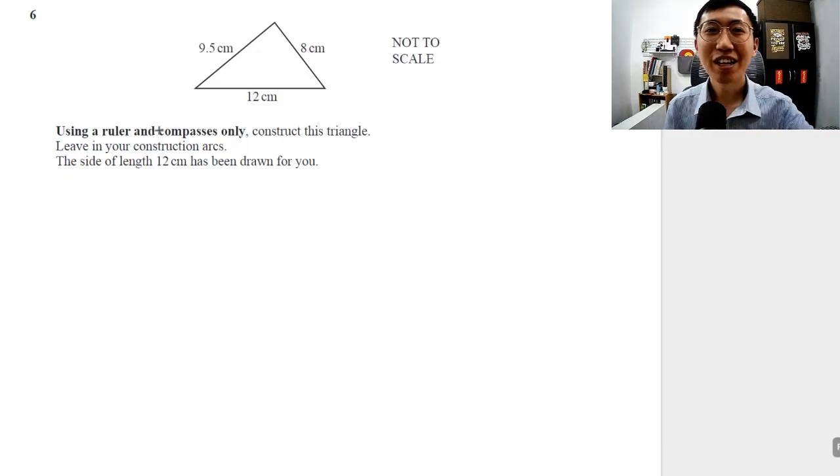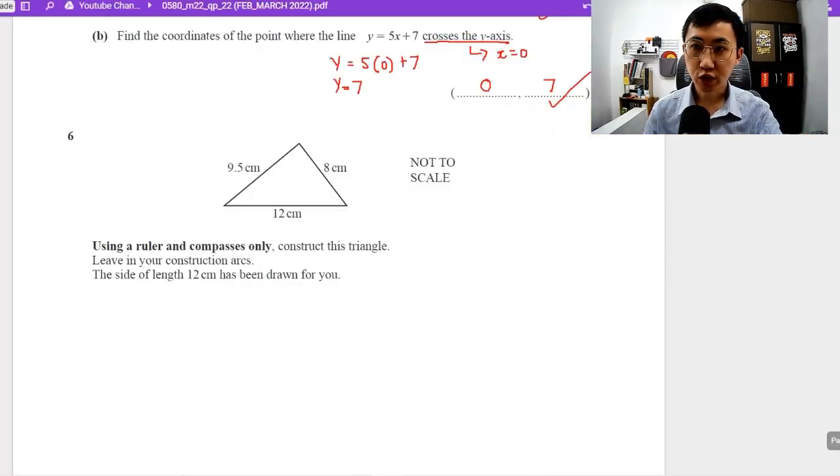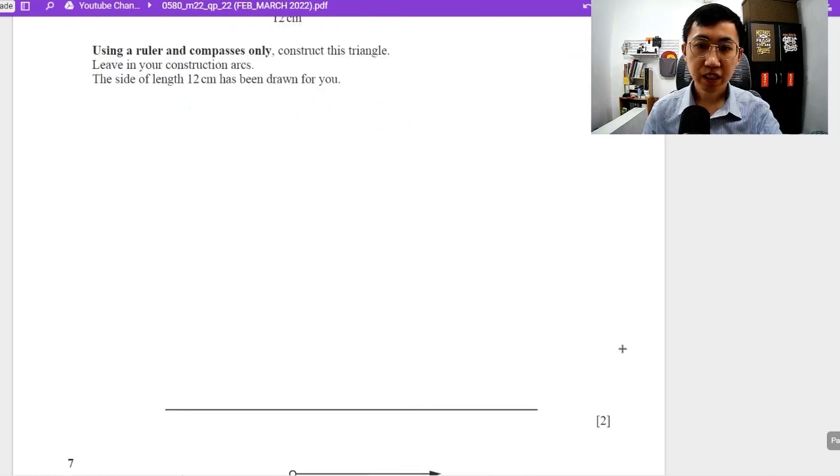Okay, so please just use pencil and construct this question. Okay, so we'll start right now. Okay, so teacher already drew the 12 centimeter length. It was given to you anyway if you check your question 6. Okay, the 12 centimeter length has been given to you.